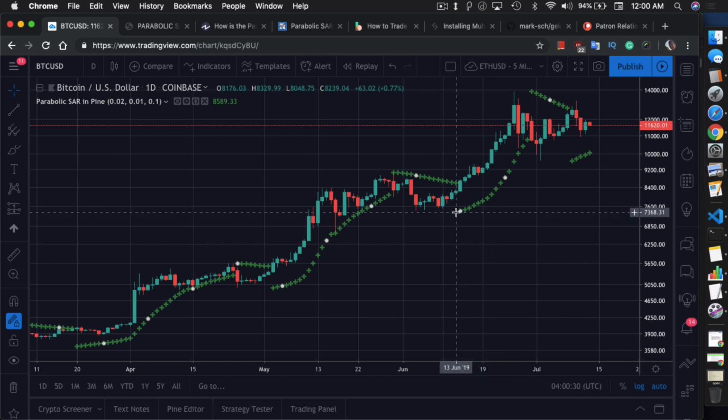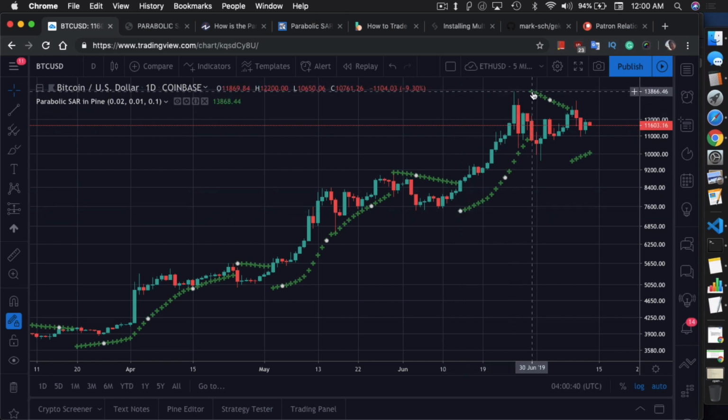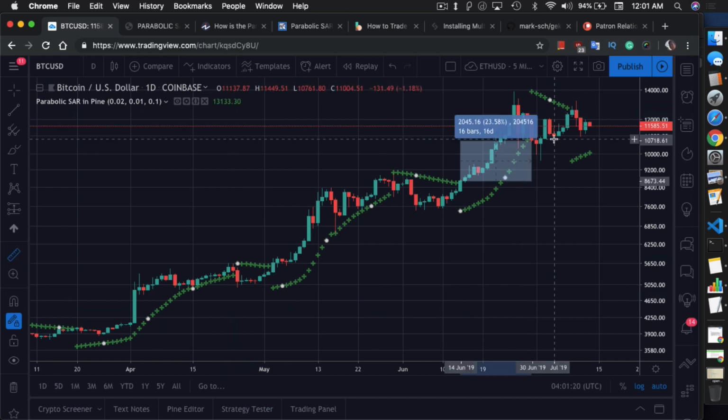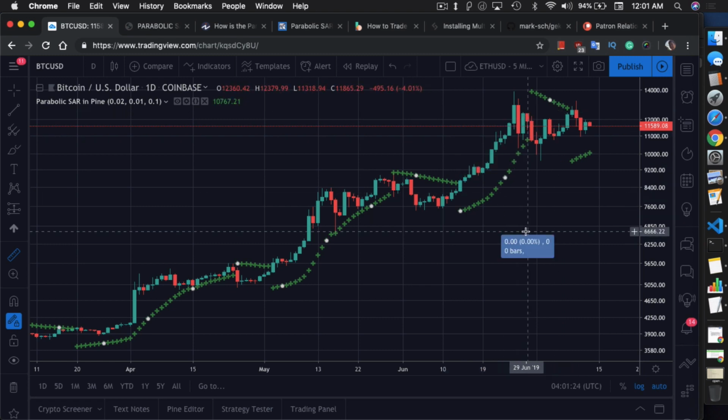So you buy when the little plus sign is below the price, and then you just sell when the little plus signs are above the price, as you see it here. So for this particular example, you would have bought around 86.97, and then you would have sold at 10,761. So a nice gain of roughly 23.58%. Not bad at all.